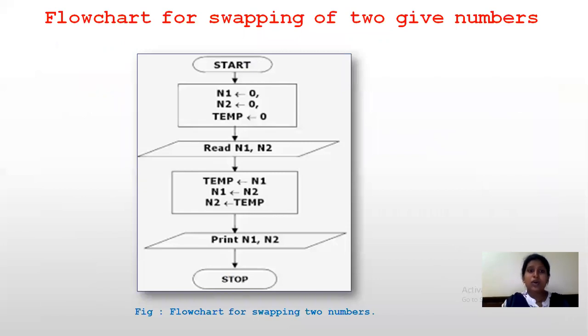Then if you want to swap 2 numbers, how do you draw a flowchart? Start, and you need to take 3 variables. Then you need to read n1 and n2, 2 variables, that is nothing but your input. Then processing should be in a rectangle. That is, the swapping logic should be in this rectangle box. Then you need to print the 2 numbers which got swapped, and you need to stop.